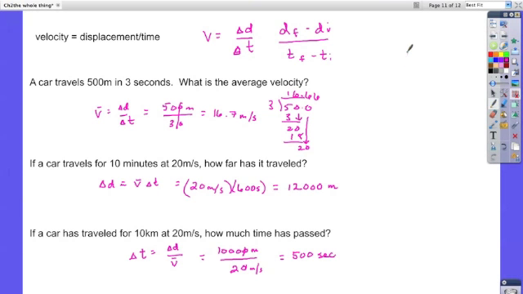For those of you who are not comfortable with the algebra and would prefer the triangle method, it's not my favorite, but I'll draw it for you. Delta D would go in the top, and V and delta T would go in the bottom. So velocity is equal to distance over time. Time is equal to distance over velocity. And distance equals velocity times time. So if you are a lover of the triangle method, then this will work for you.